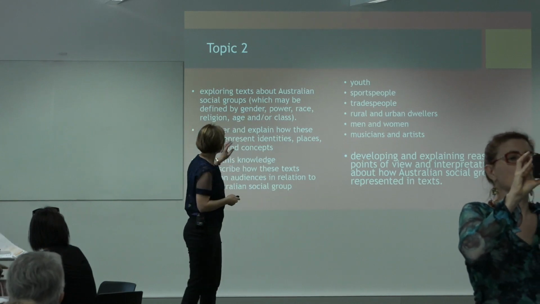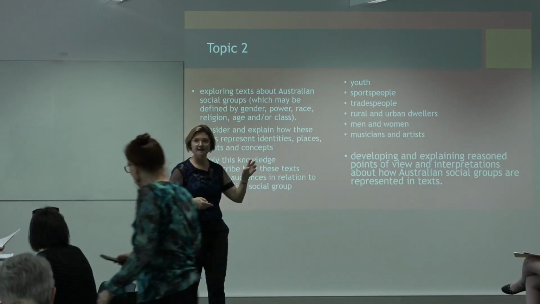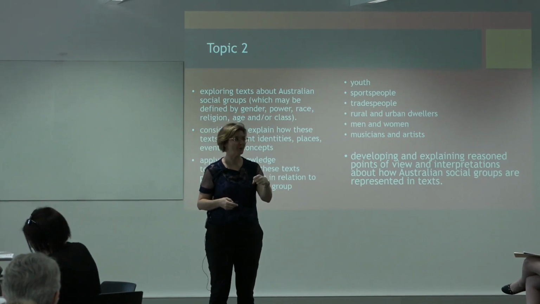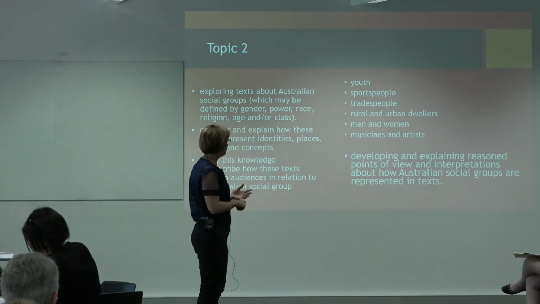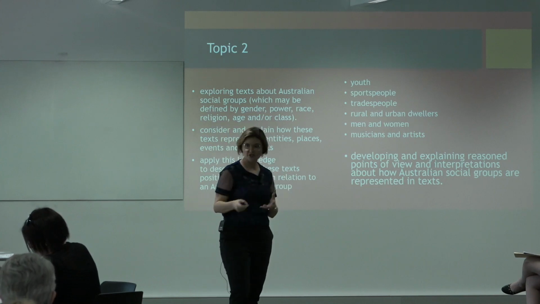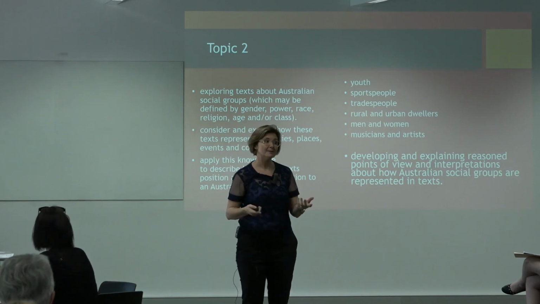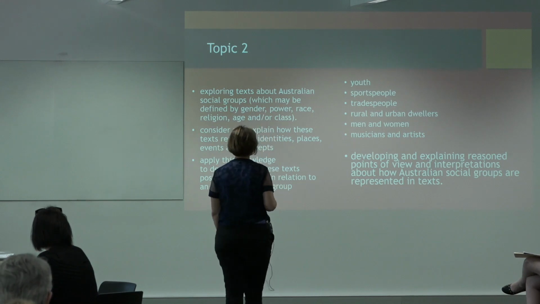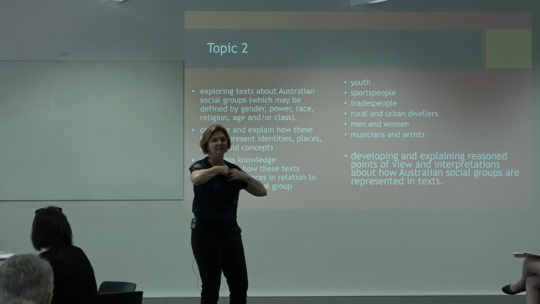Topic 2 asks us to explore texts about Australian social groups. So this is, for me, a big conceptual teaching, to make sure they understand what we mean by Australian social groups. And the examples from the syllabus are youth, sports people, tradespeople, rural and urban dwellers, men and women, musicians and artists. So those are fairly big groups. Perhaps it might be more interesting to get quite specific with your social groups, you know, what kind of youth? I don't know if I'm going to do essays, but I probably could in my school.